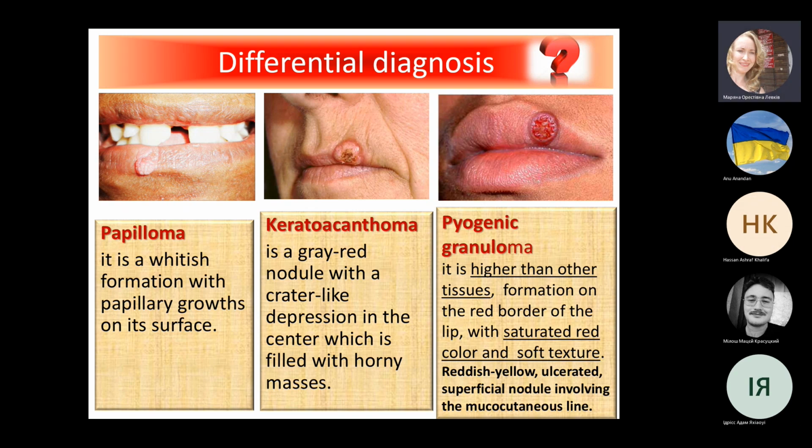Pyogenic granuloma. It can be on the lip, but this one can also develop in different areas of the oral mucosa. It is higher than other tissues, a formation of the red border of the lip with saturated red color and soft texture, a reddish-yellow ulcerated superficial nodule involving the mucocutaneous line.